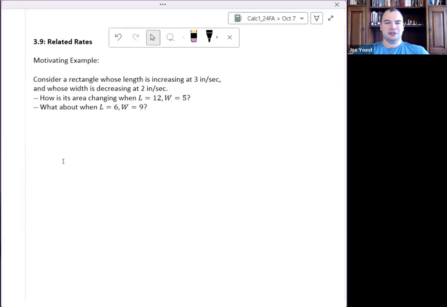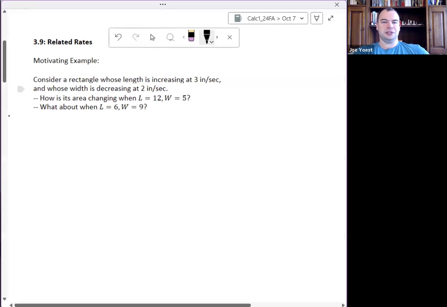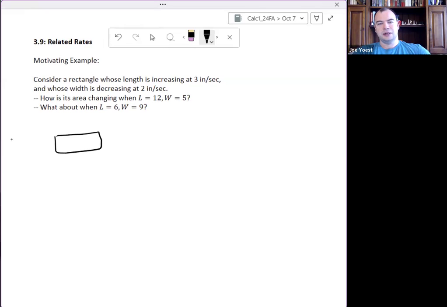So let's consider a rectangle. It has a length and a width, but its length and width are changing over time. Its length is increasing at 3 inches per second, and its width is decreasing at 2 inches per second. So let's say we have a rectangle, and we'll call this direction width and this direction length. And we want to know, for instance, maybe how its area is changing when the length is 12 and the width is 5. Or maybe at a different point when the length is 6 and the width is 9.